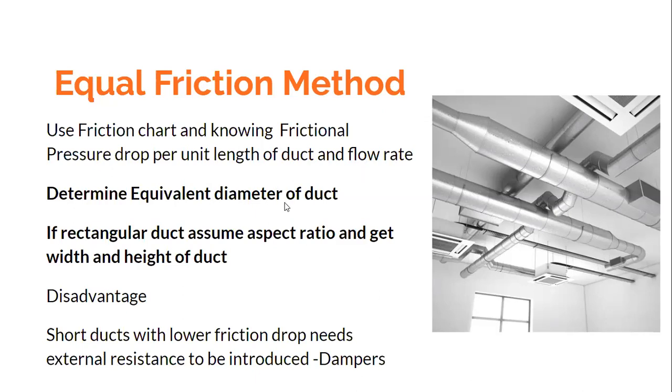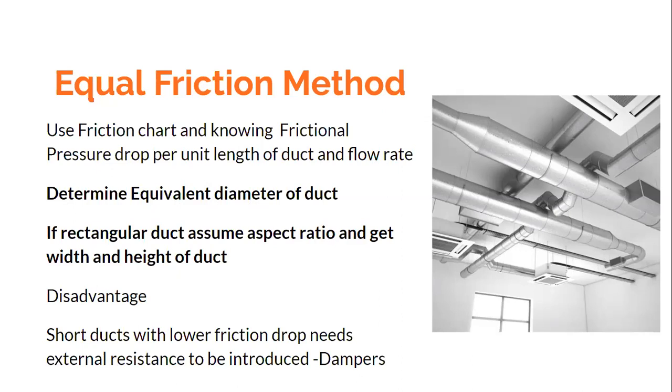So as we had explained earlier, the friction chart is a graphical representation which has 4 parameters on it. One of the important parameters is the frictional drop per unit length. The other parameter is the flow rate. And also on that same friction chart, you will find the velocity lines and the duct diameter lines. So using the friction chart, and by knowing the friction pressure drop per unit length and the flow rate in the main duct, you can calculate the equivalent diameter of the main duct. If it is a rectangular duct, as we had discussed earlier, we need to assume the aspect ratio and get the width and height of the duct.